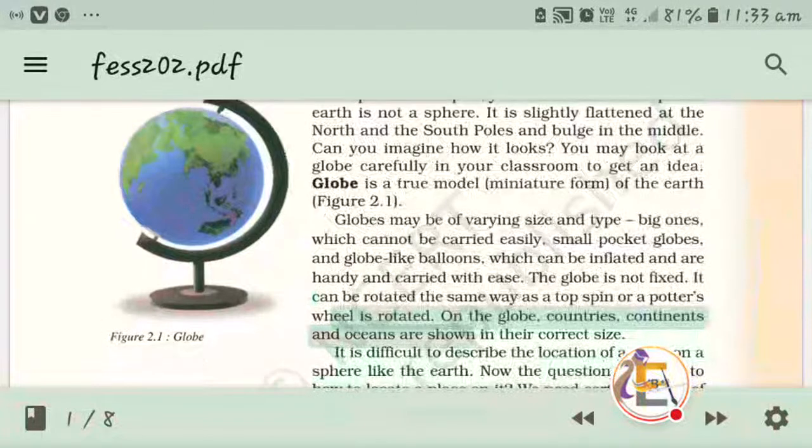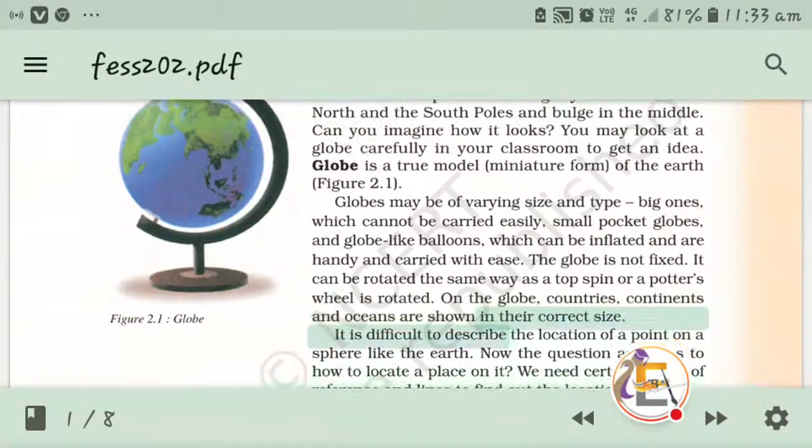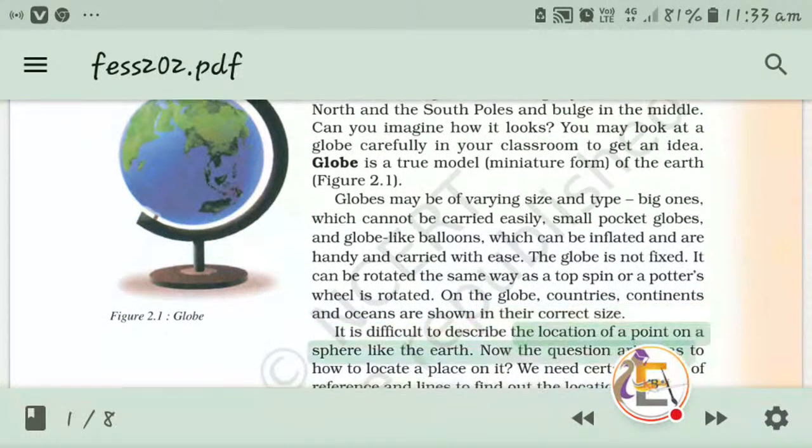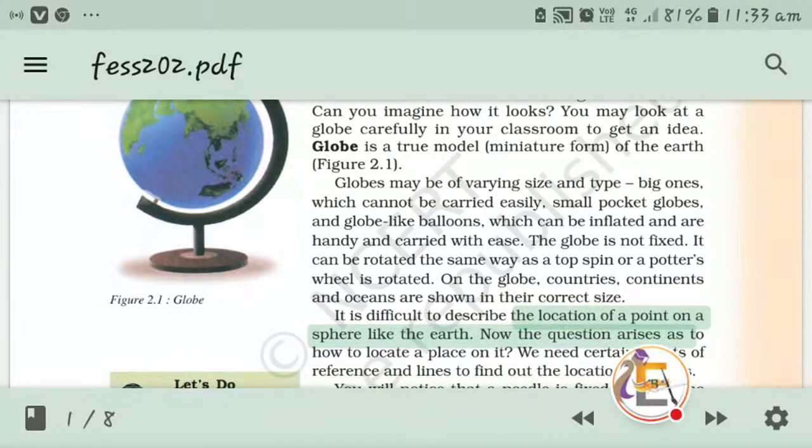It is difficult to describe the location of a point on a sphere like the Earth. Now the question arises as to how to locate a place on it. We need certain points of reference and lines to find out the location of places.